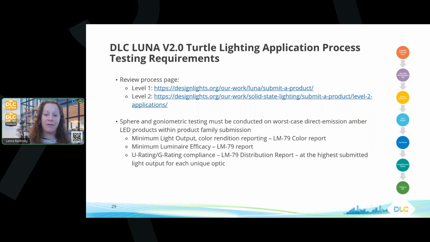You can have an application where you have some products that are turtle lighting products because they meet the constraints, and other products perhaps that are just amber products and Luna, but are not turtle lighting products because they do not meet, for example, say, the G rating requirements, or they do not meet the maximum lumen requirements. So you can have a family that has both turtle lighting products and not turtle lighting products at the same time. That's fine. It just has to be clear to the reviewers how the family is organized.